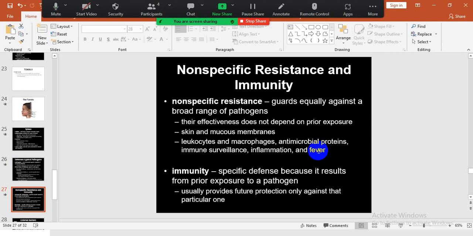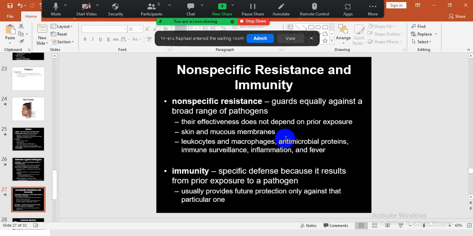So that is also non-specific. It is not specific for any organism. If you get a viral infection, your temperature will go up. If you get protozoa, like malaria, it will go up. Bacterial infection, your temperature will go up. So it's not specific. And it's supposed to what? The high temperature is supposed to kill the organism.